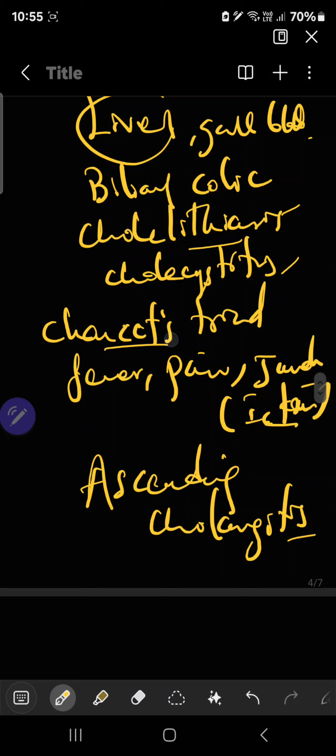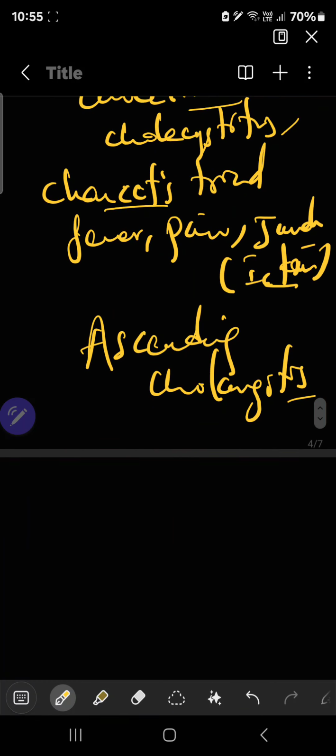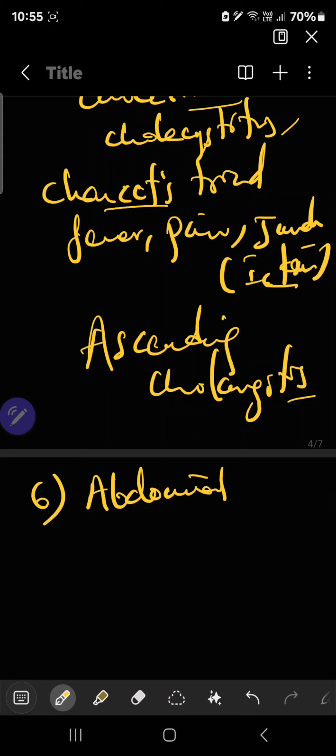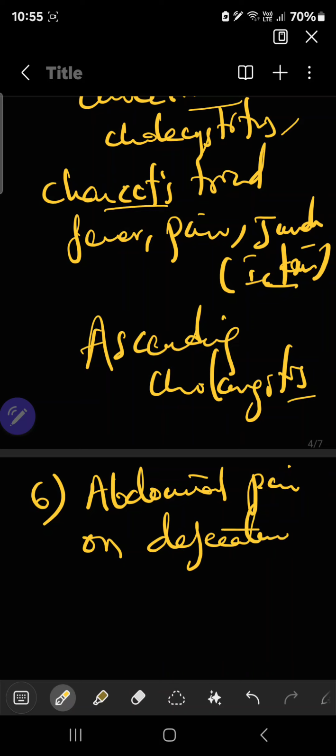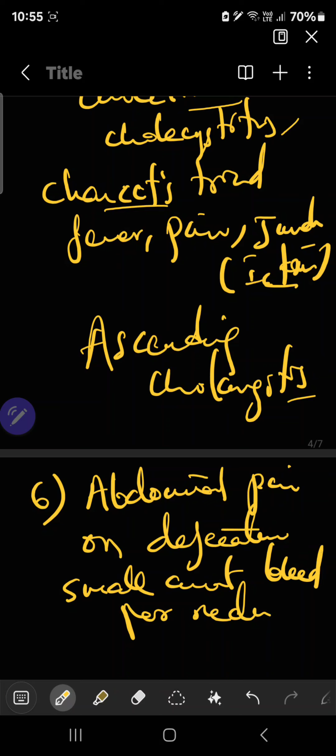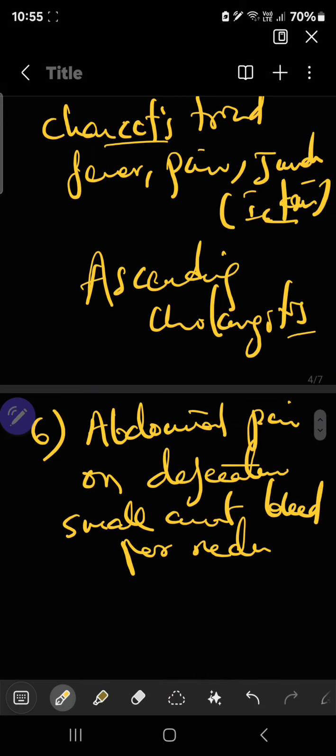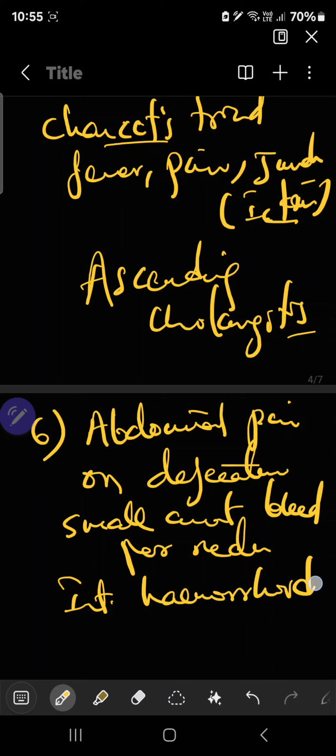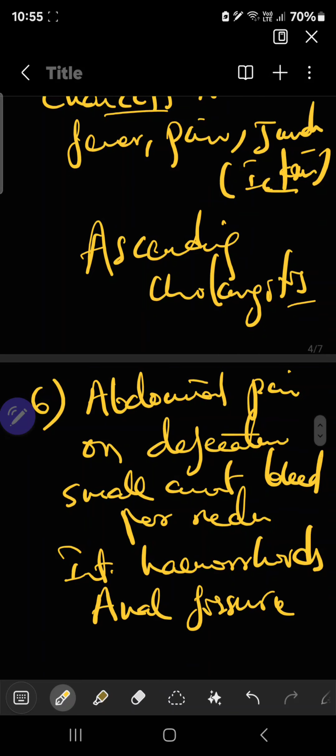And then the patient will be having abdominal pain on defecation, which will be associated with a small amount of bleed per rectum. Maybe the patient is having internal hemorrhoids or anal fissure, or fissure in ano.